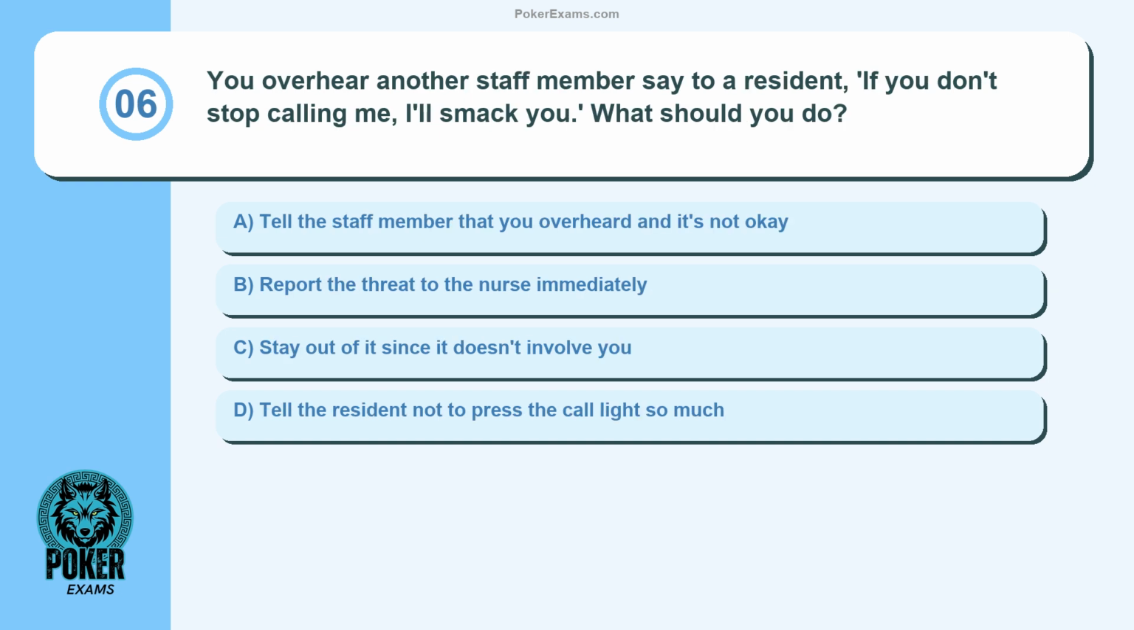Question 6. You overhear another staff member say to a resident, "If you don't stop calling me, I'll smack you." What should you do? Tell the staff member that you overheard and it's not okay. Report the threat to the nurse immediately. Stay out of it since it doesn't involve you. Tell the resident not to press the call light so much.